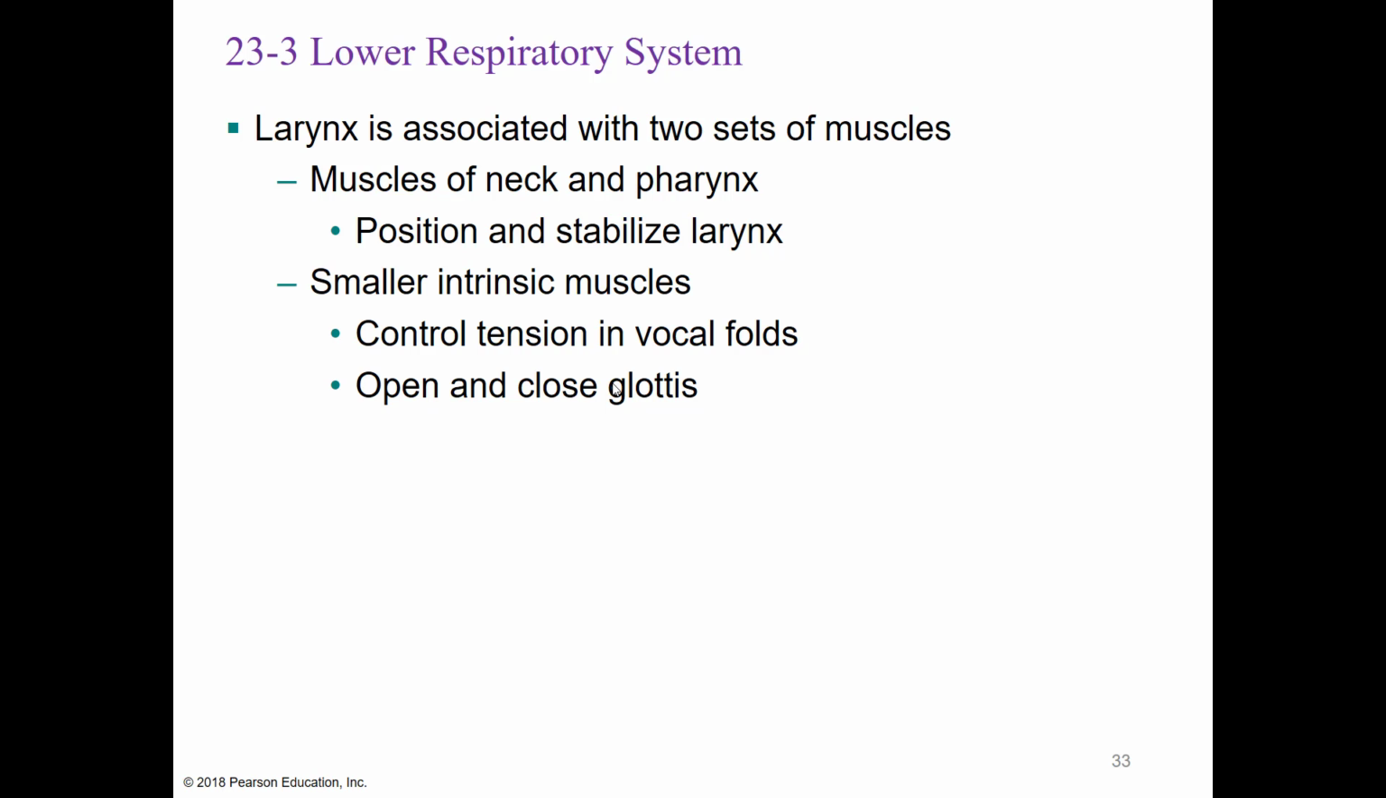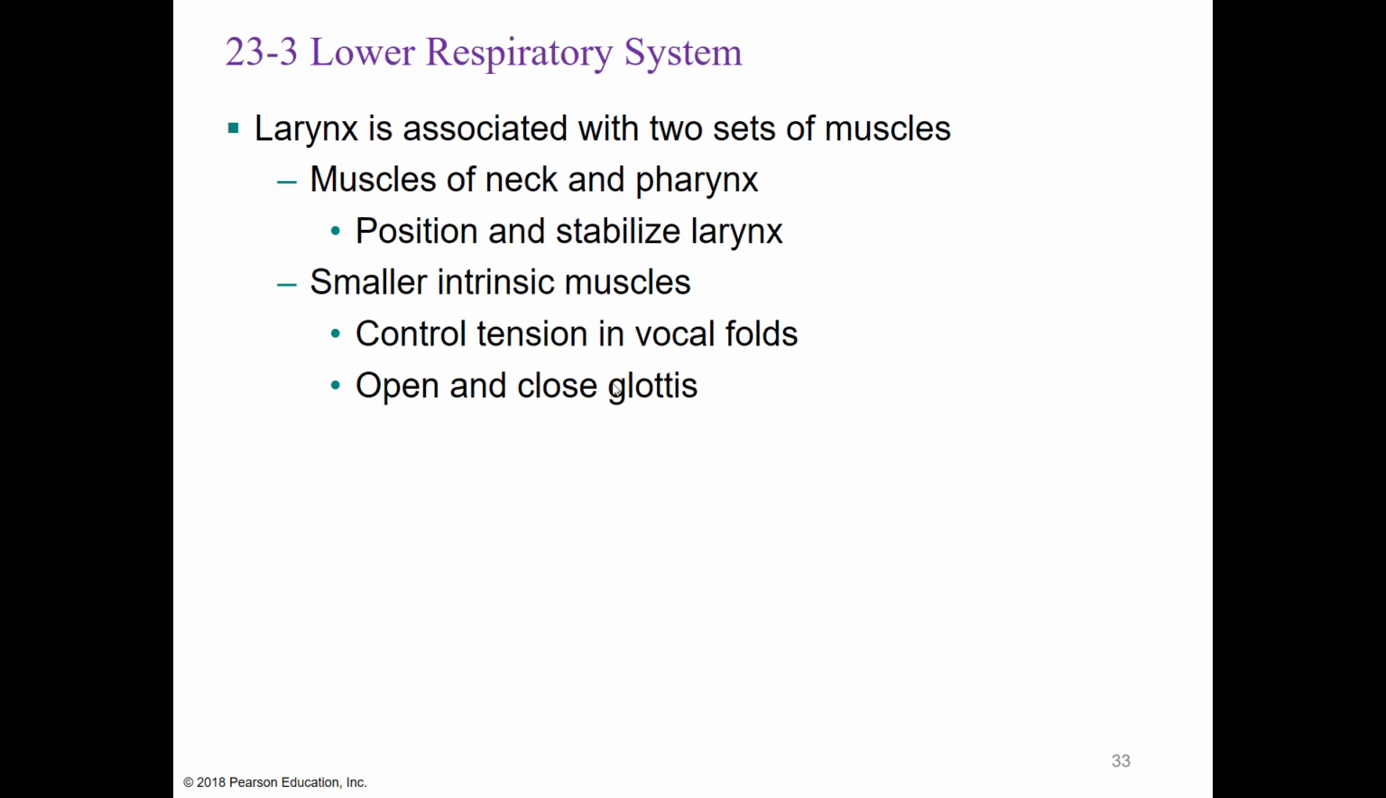The larynx is associated with two sets of muscles. The muscles of the neck and pharynx, which help position and stabilize the larynx, and then smaller intrinsic muscles that control the tension in your vocal folds and will open and close the glottis.